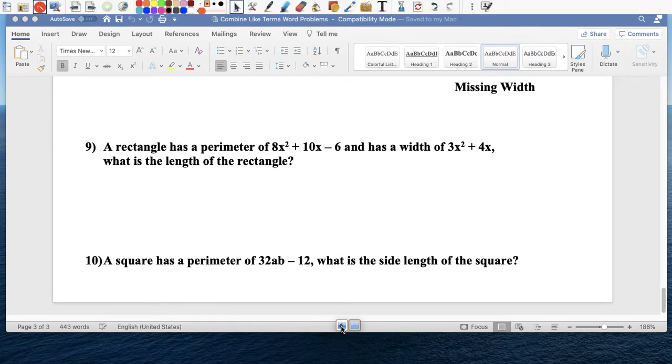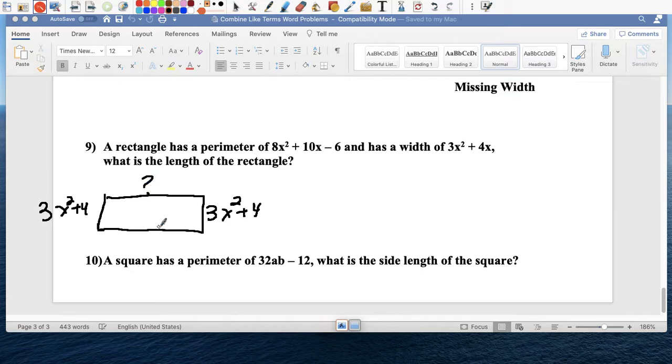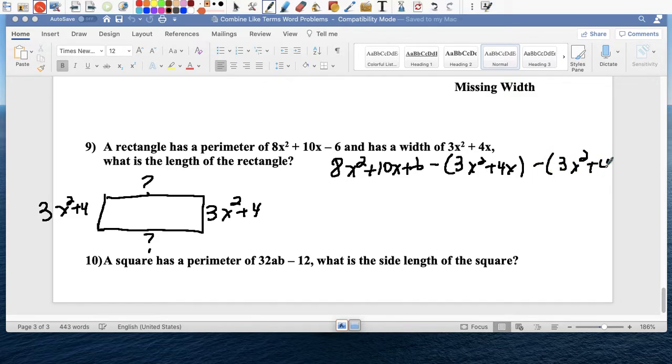Rectangle. So again, it's always nice if you draw it out. So it says that the width, this is 3x plus 4, which means this guy is 3x plus 4. So we're missing this side and this side, but they're the same. So, same thing. Let's subtract. So the total they're saying is 8x squared plus 10x plus 6, the total perimeter. So let's subtract this width, and then subtract that same from the other side. And whatever is left over, we're going to divide by 2 to find our missing side.